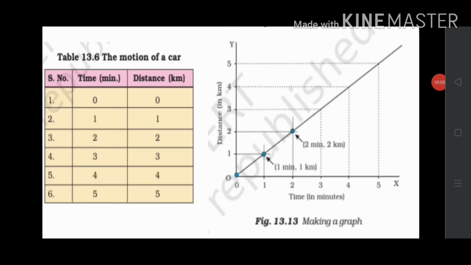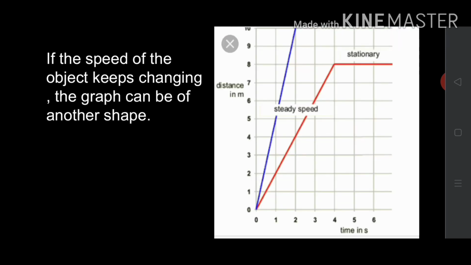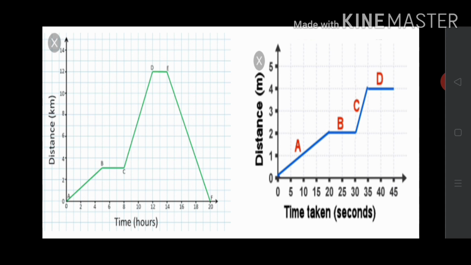Now let's learn about distance time graph. It's a line graph. As you can see in the picture, it is a line graph. Here time is taken along x-axis and the distance in kilometer is taken along y-axis. If the distance time graph is a straight line, it indicates that the object is moving with a constant speed. On the other hand, if the speed of the object keeps changing, the graph can be of another shape. As you can see in this picture, these graphs are of different shape. That means distance time graph can be of any other shape, depends on the speed or the distance of that vehicle.